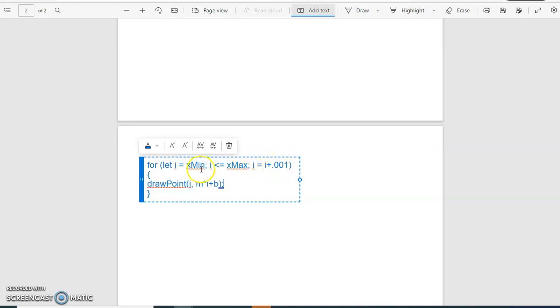That's a lot of points, right? If x min is negative 10 and x max is 10, that's a difference of 20. But for every unit, we're putting like 1,000 points in there, so we're really drawing like 20,000 points. But when we look at it, it just looks like a solid line. Okay, so that's the code that you'll need for DrawLine.